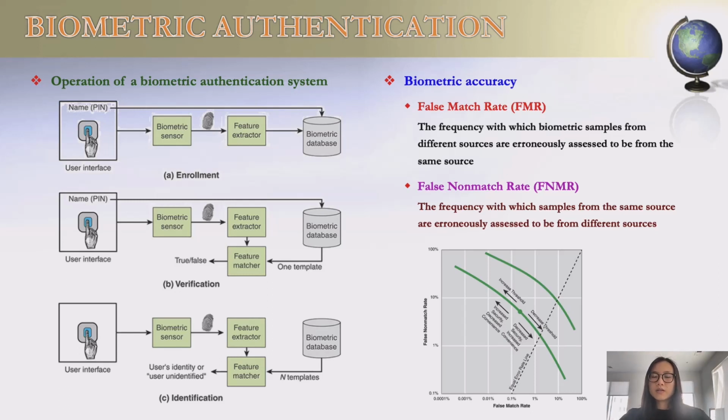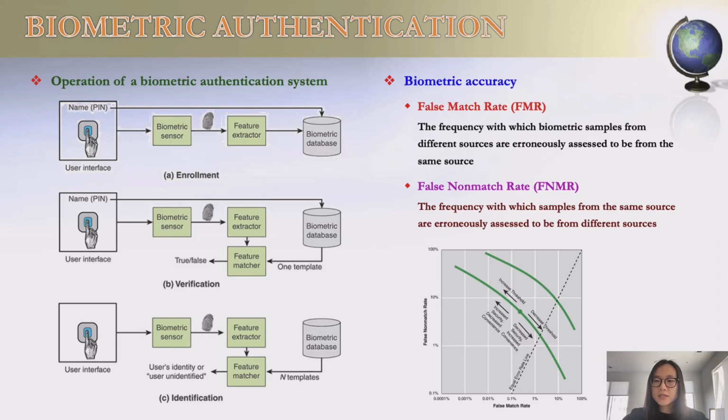First is the false match rate, which refers to the frequency that biometric samples from different sources are erroneously assessed to be from the same source. Second is the false non-match rate, which refers to the frequency that samples from the same source are erroneously assessed to be from different sources. For a given biometric scheme, this figure on the slide plots the false match rate and the false non-match rate to obtain the operating characteristic curve.